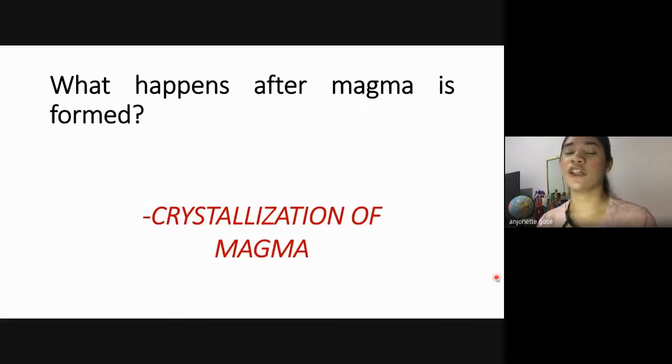And that's all. Now, what happens after the magma is formed? There would be a crystallization of magma. So itong crystallization that we are referring to is simply the minerals. Minerals will form once the magma cools and solidifies. And what specific type of minerals will form? Is it intrusive or extrusive?